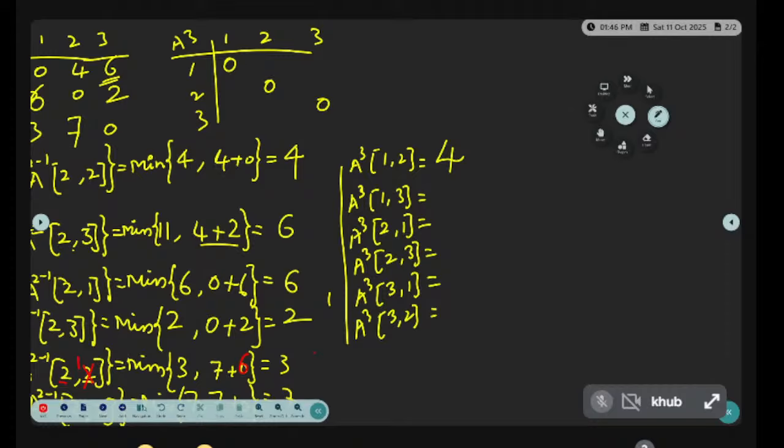So 1 to 5 is not there. So when it is a power 0, 1 to 5 is infinity, because there is no direct path. So in the next case, in a power 2, it gets updated when going via 2. So we need to go with 5 times 5 matrices because we have 5 nodes. 6 nodes, a power 6; 3 nodes, up to a power 3.